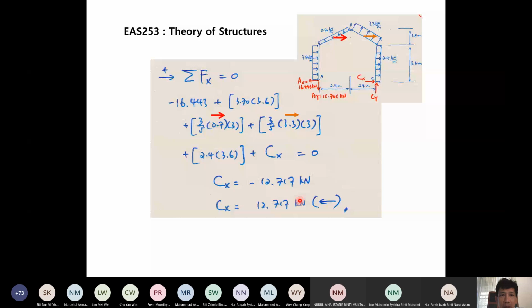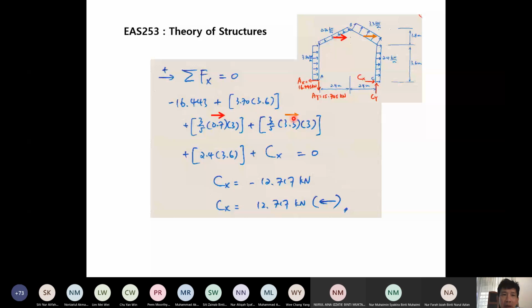So this one comes from where? This one comes from this reaction force. We take to the right as positive, so this becomes negative. Next one, this one comes from this. And then this one, let's come back to this later. This one comes from here. And plus CX, of course. And this second line here, I show you the arrow here. This one comes from here. And this one, the brown color, comes from this part.